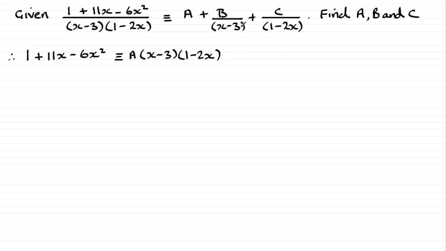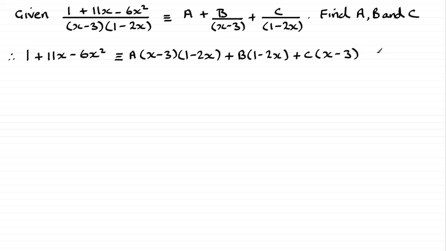When it comes to this term here, we're just going to have b multiplied by the 1 minus 2x. So b times the 1 minus 2x. That x minus 3 would cancel out with that x minus 3 there. And for this last term, multiply it with x minus 3, 1 minus 2x, then the 1 minus 2x's would cancel, and you'll just be left with c times the x minus 3.